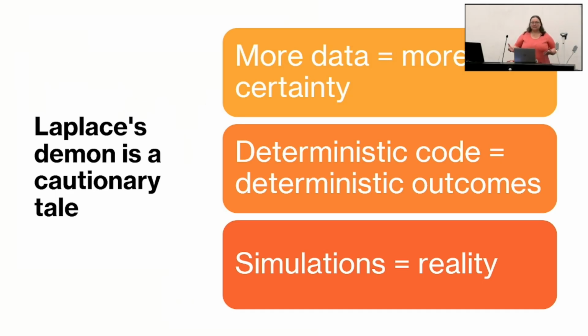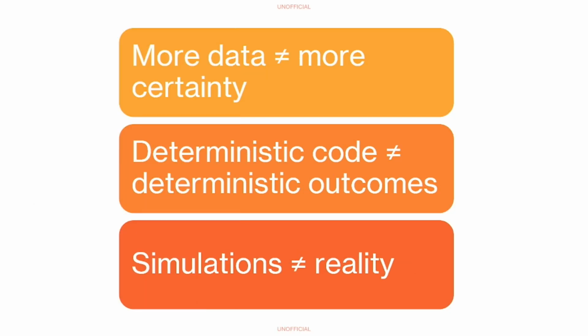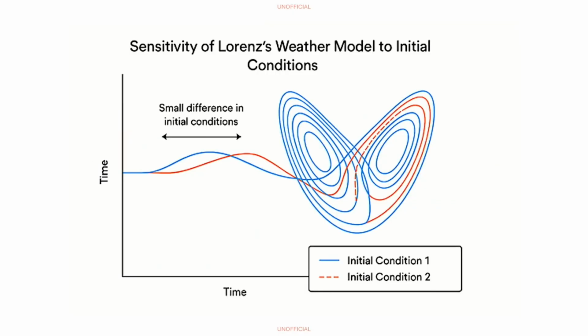Laplace's demon is a cautionary tale, because we can easily fall into the trap of believing that more data means more certainty, that deterministic code means deterministic outcomes, that simulations can model reality. But in complex systems, especially distributed ones, small differences in timing become big futures. None of these things are true. And yet, there is shape inside chaos.